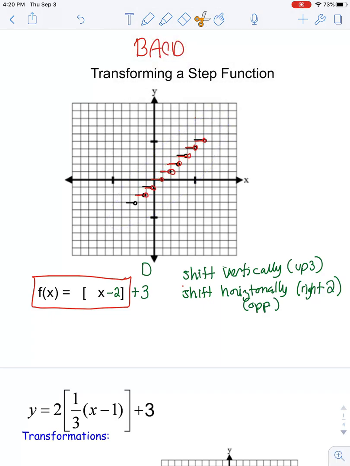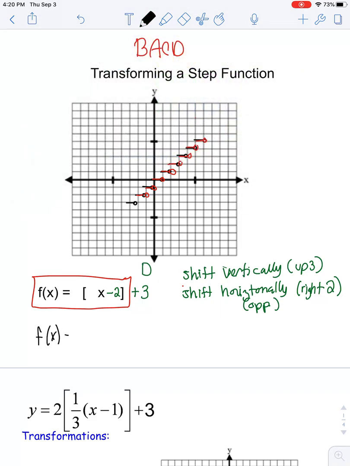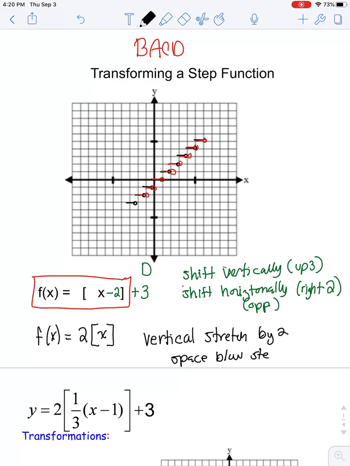It is the stretches and compressions that can get a little bit trickier with these step functions. So I want to talk for just a moment about what those actually do. Let's say that I multiplied my integer function by 2. Normally we would talk about this as being a vertical stretch by 2. If we think about stretching out this graph vertically, what that's really going to do is separate the steps and increase the space in between each step. So the space between these steps will actually double in this case.